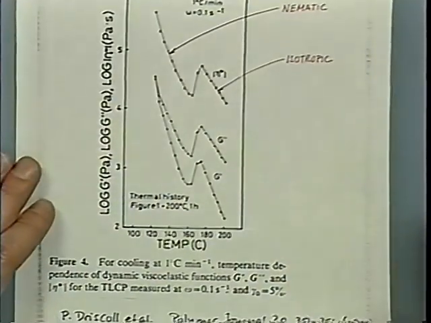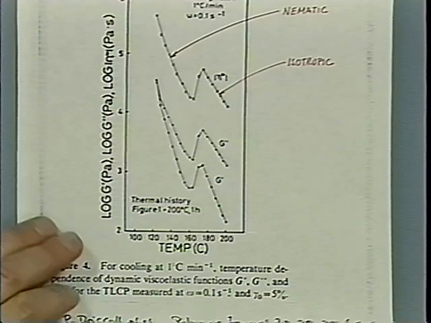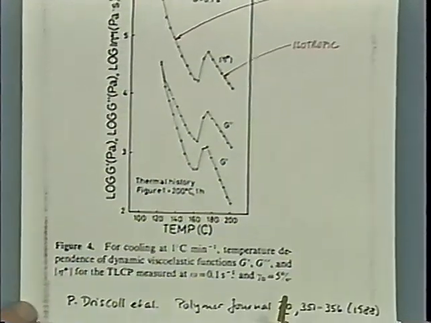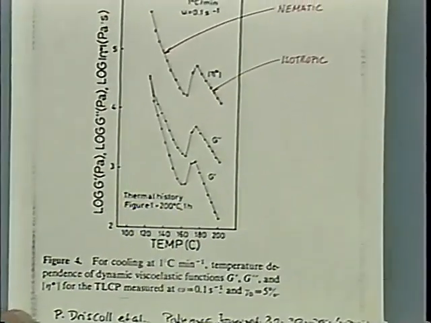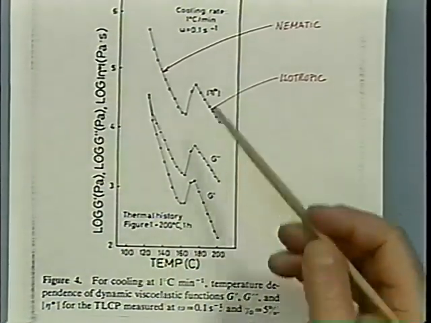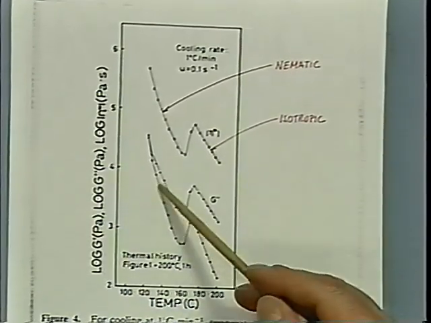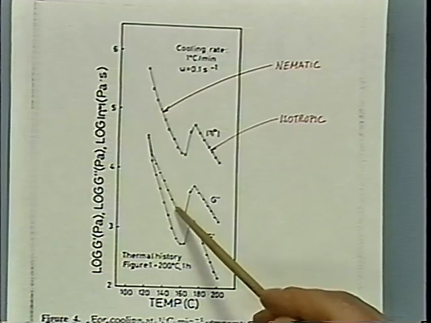Here's a data sample taken with a liquid crystal made by Bob Lenz here. Data out of Masuda's group in Kyoto. He looked at the temperature dependence of G prime, G double prime, and calculated the viscosity from that. You can see that in the nematic state, the viscosity goes down.